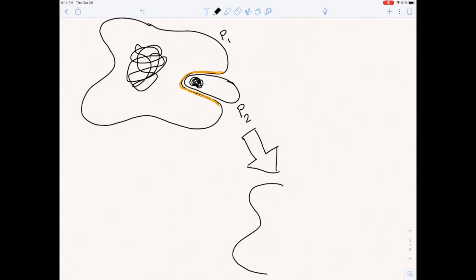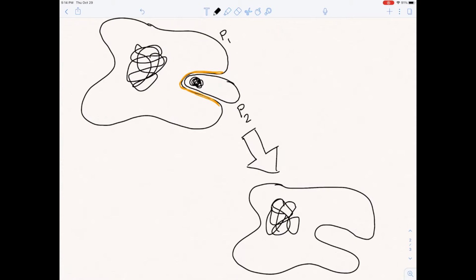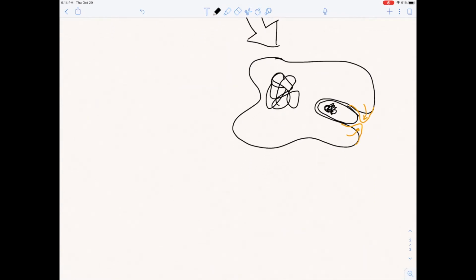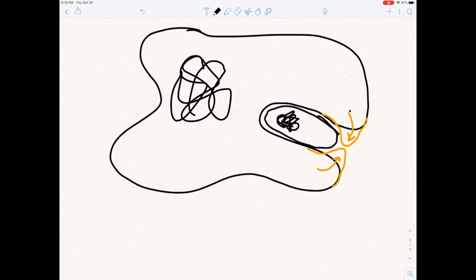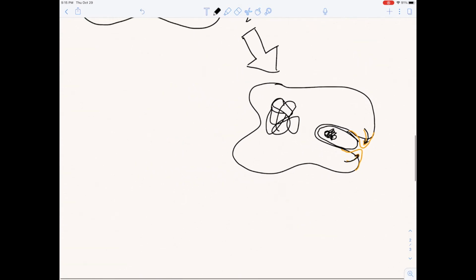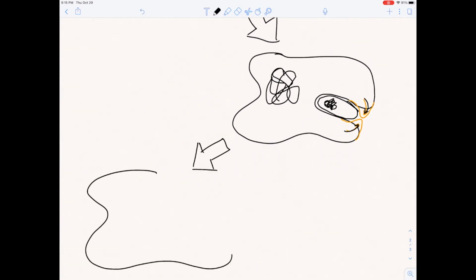So over time, prokaryote number 2 is being internalized by prokaryote number 1. So the last step in this process of internalization is going to be when the sides of the membrane from P1 meet back up with each other behind the back edge of P2. Then you have P1 completely enveloping P2.